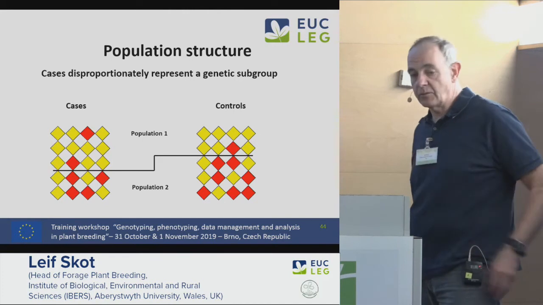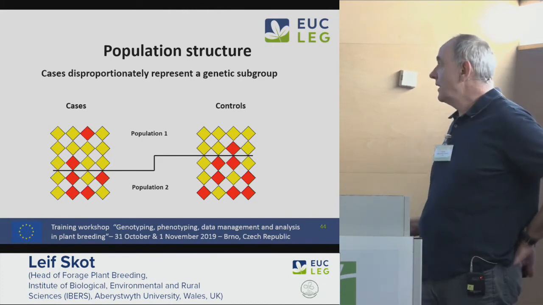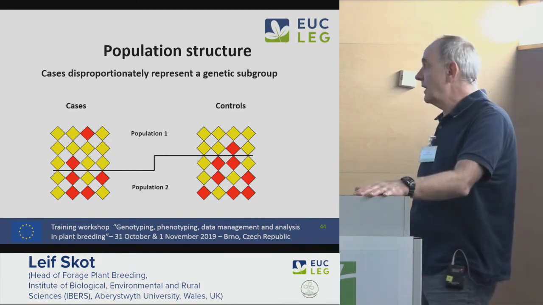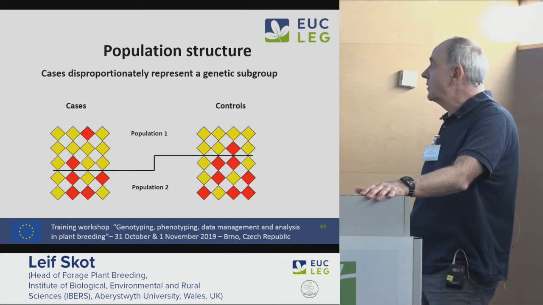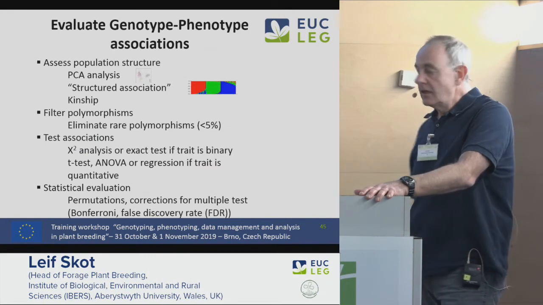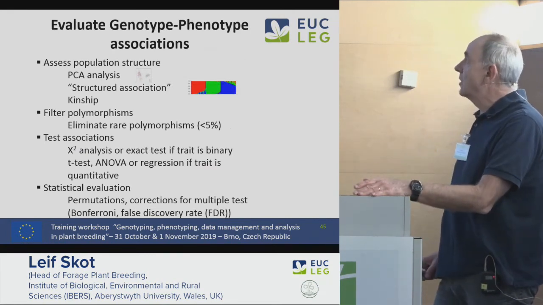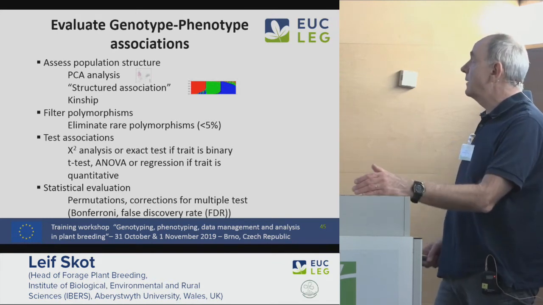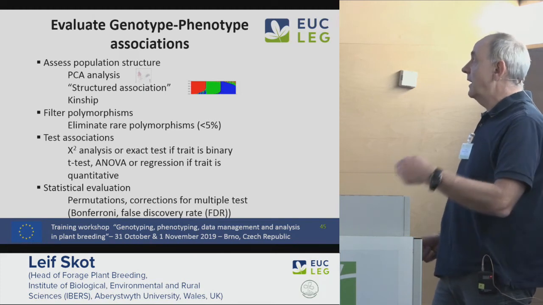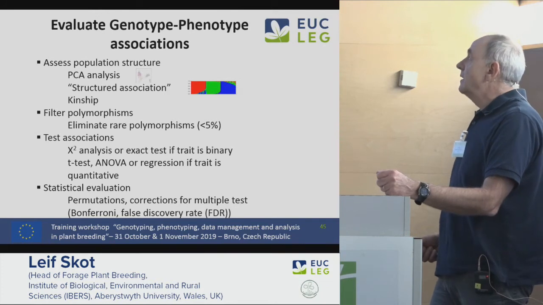But most software programs can easily take that into account in some form, and I'm sure people will come back to that later in the course. So this is just an illustration of the importance of it. If you want to evaluate genotype-phenotype associations, you have to assess the population structure and incorporate that into your analysis. And there are various ways of doing it.